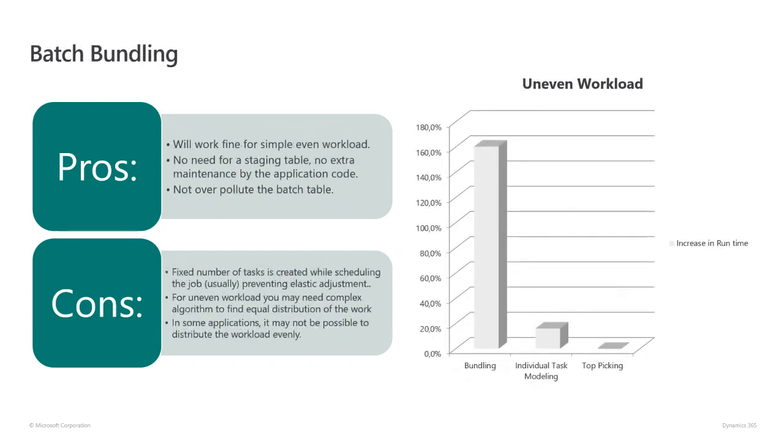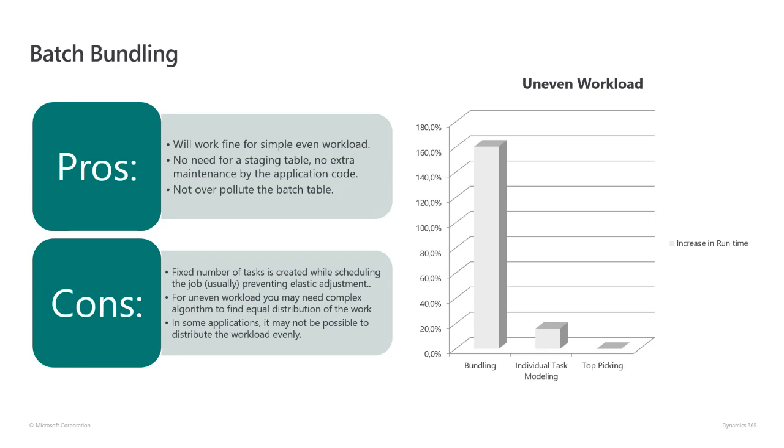Next part is batch bundling. In this approach, there's a fixed number of tasks created, usually while scheduling the job itself. The batch framework is currently designed in such a way that you can add or shrink the number of batch threads, either automatically through batch server schedule or manually by the admin. And because the number of tasks are pre-created, it will not scale up or down along with the batch schedule, either using yielding or extra resources here.